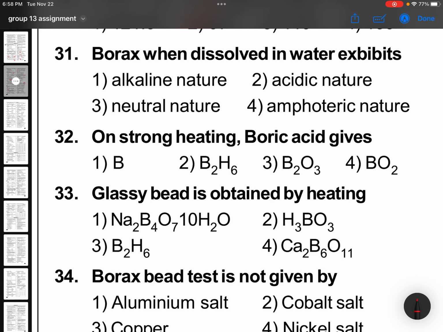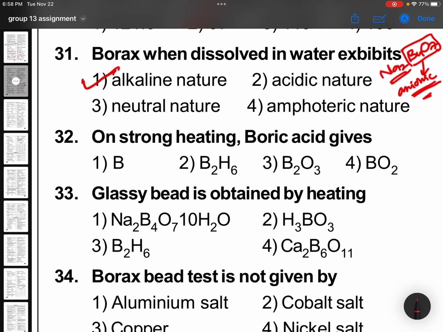31st question. Borax when dissolved in water exhibits alkaline nature because Na2B4O7 is made up of a strong base and a weak acid, because of this B4O7 hydrolysis. Anionic hydrolysis, you can say. And next you will get this question also. Alkaline nature because of anionic hydrolysis. Shall we go continuously? I think we can, right?